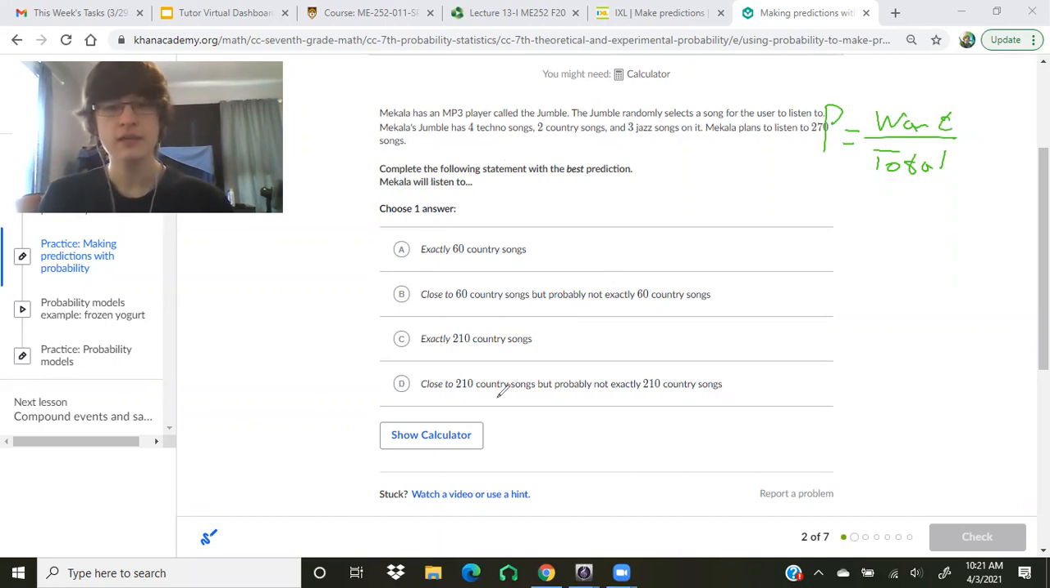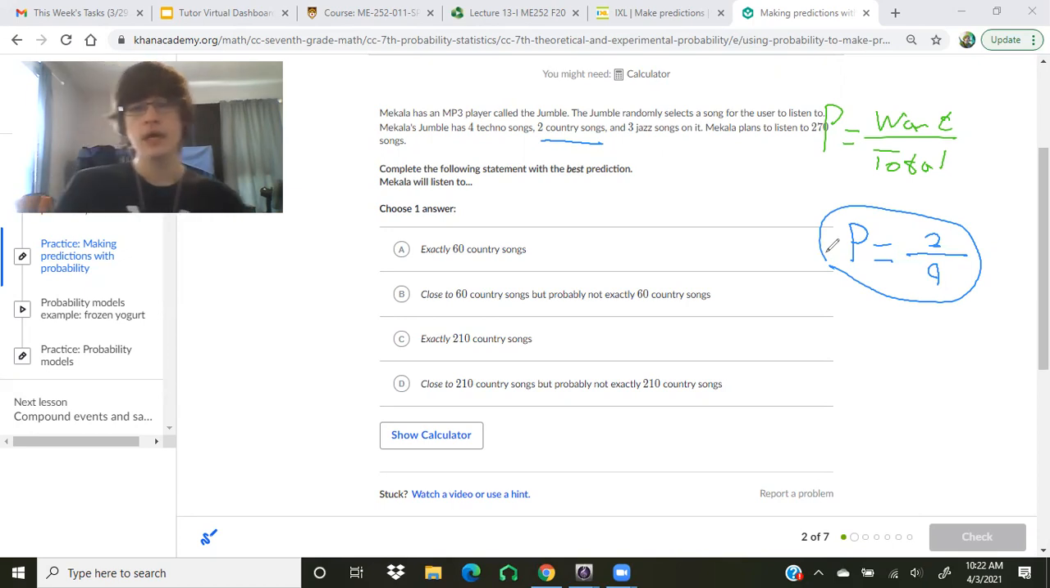Well, let us write a probability fraction this time. What is the probability out of one song that the Jumble will play a country song? Well, how many songs are there in total, right? There were 4 plus 2, which is 6, plus 3 is 9 songs. And how many country songs are there? Well, there's 2. So the probability that one song being played will be a country song for each time a new song comes on is 2/9. Okay?